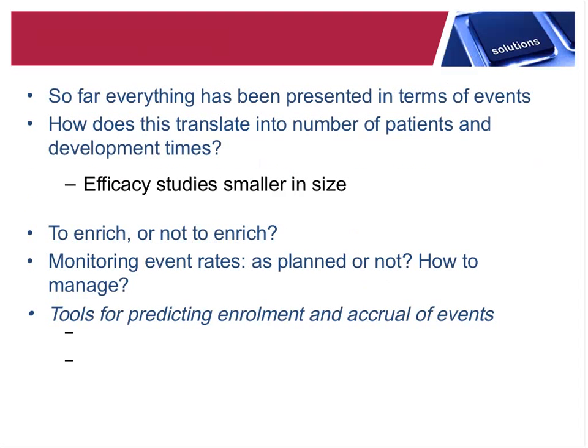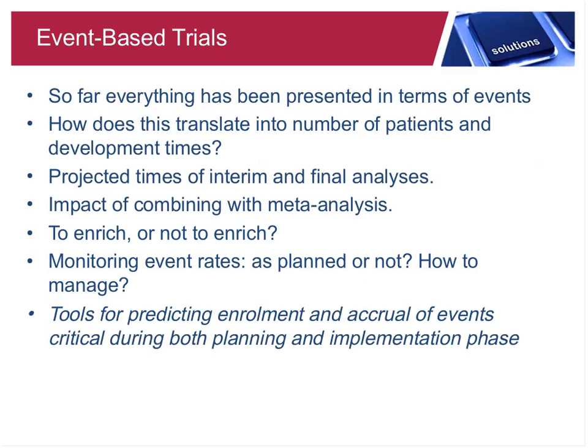I will go into the final section of this presentation, and as I said, so far everything that has been presented here has been presented in terms of events, and we did show some formulas about how to get some idea of what these events mean. But exactly how does this translate into number of patients and development times?